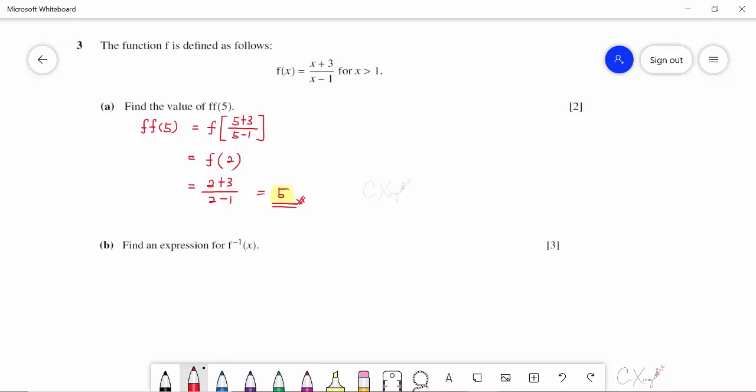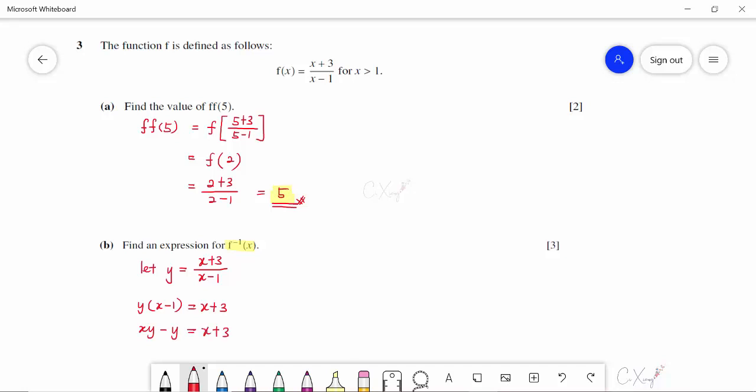Okay, now we go to part B. For part B, they want you to find f inverse of x. To find the f inverse of x, you can let y equal the function f first. Then you try to rephrase x in terms of y. So you try to group all the x to one side.